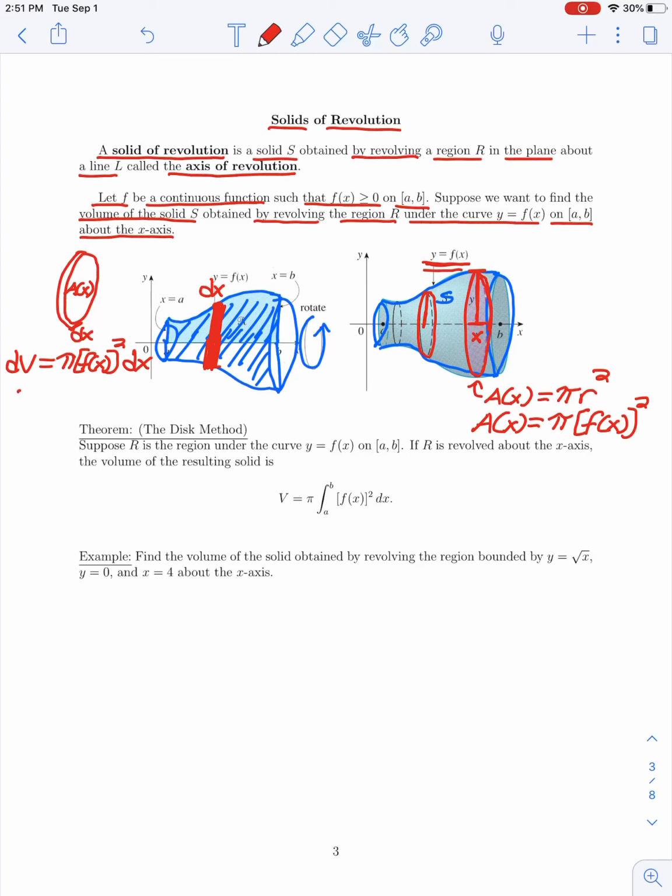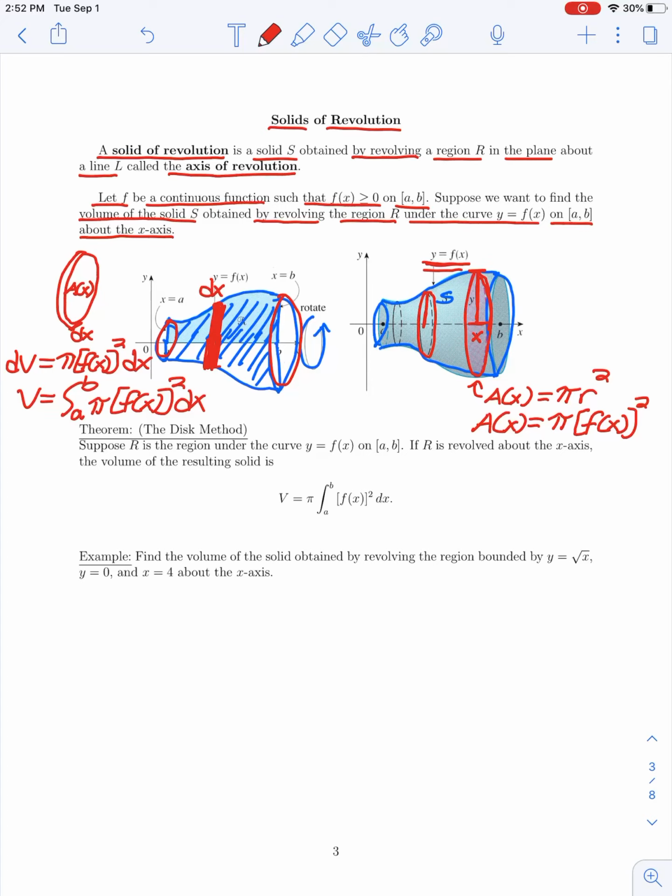And to get the total volume of this solid, well, I would add up the volume of each of these solids over my indicated x interval, where x ranges from a to x equals b.